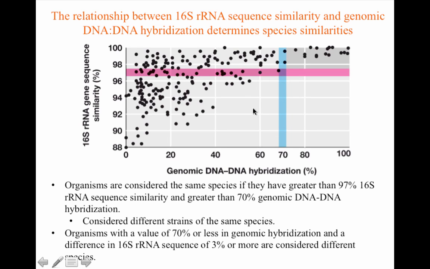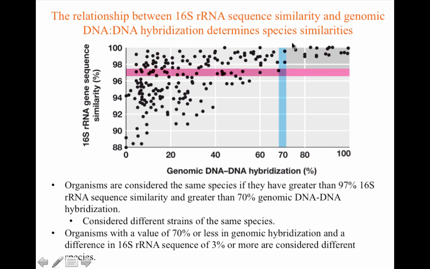So what I want to show you over here are two points. As we discussed earlier, here's your 70% DNA hybridization. So anything, according to the analysis, with a hybridization greater than 70% is the same species. But we can refine that now by looking at the 16S RNA. When we do that, if the similarity is close to 97% or higher, so basically from the pink line up, they are supposed to be the same species.